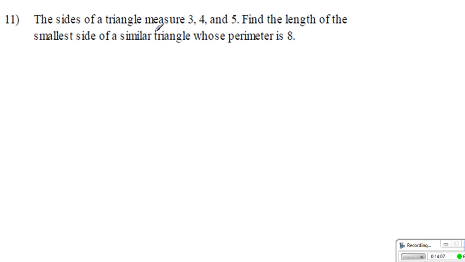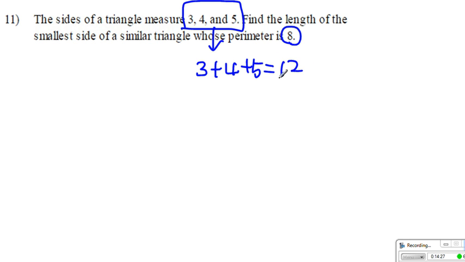Number 11. The sides of the triangle are 3, 4, 5. Find the length of the smallest side of the similar triangle whose perimeter is 8. Now what is the perimeter here? This will be 3 plus 4 plus 5, which will be equal to 12. The perimeter is equal to 12, while the other perimeter is 8.